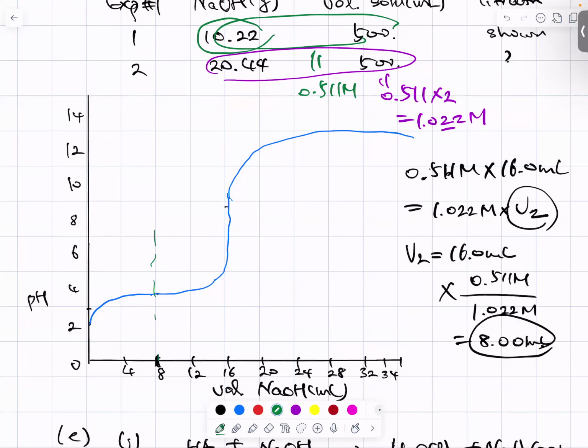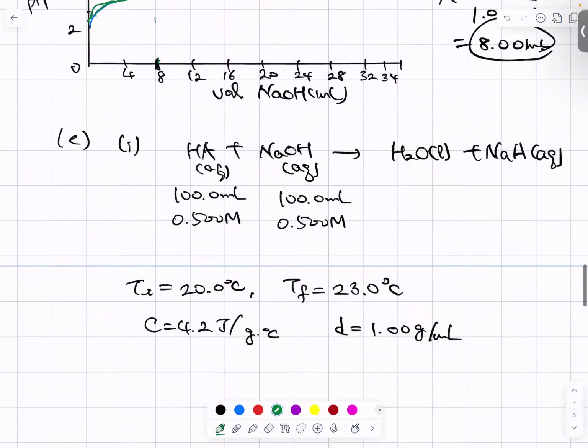Here, the pH will be 8 point something. We need to bring it up. We need to follow this order, and then going close to the equivalence point, it is shooting up and following like this. So the green line will be the new pH curve. Okay, now let's move up to E.